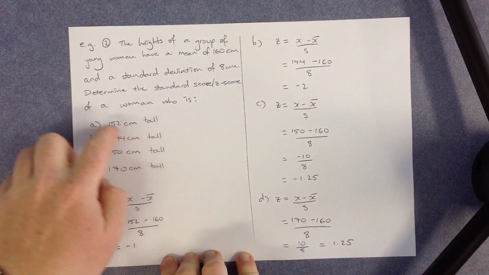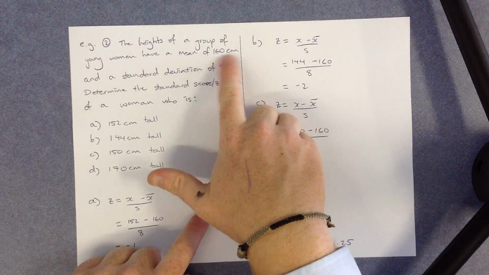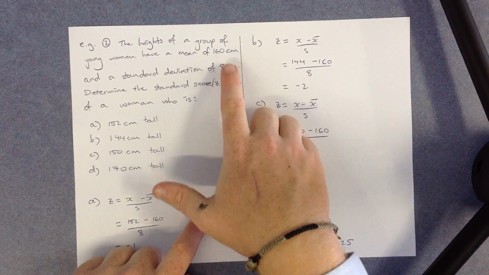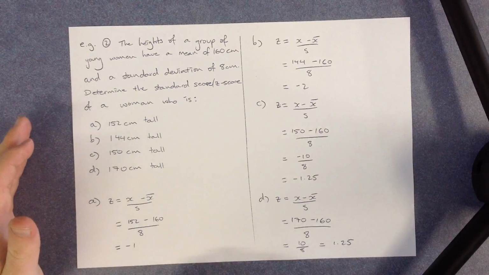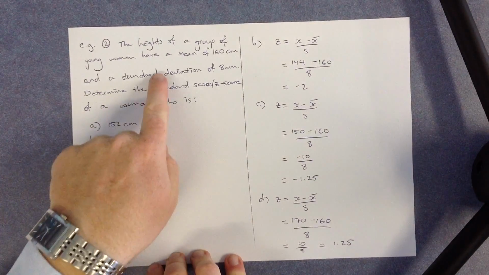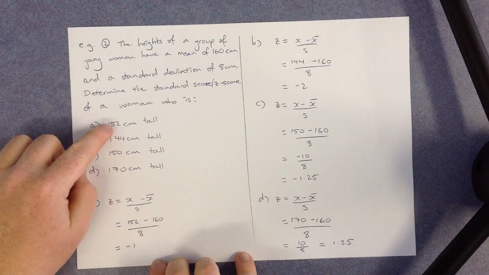If the woman was 152 centimetres tall, we can already see that she's less than the average, less than that mean. So the answer we're looking for is going to be a negative answer because she's beneath the mean. So she's not quite 1 standard deviation below. In fact, it looks like maybe she's exactly.